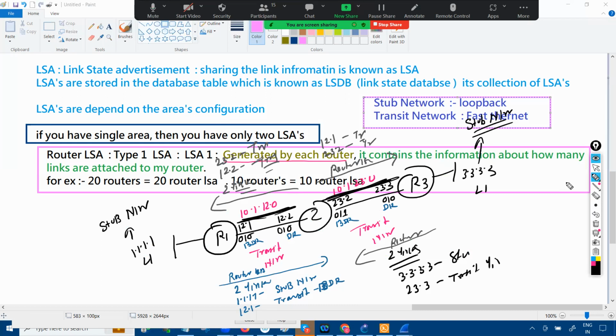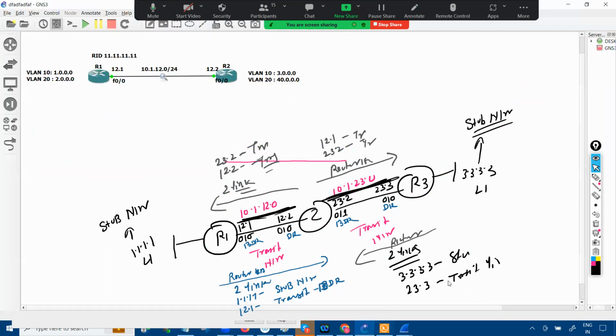Stub network is a different thing. Stub area is a different thing. And OSPF stub is a different thing. In the OSPF routing protocol, you may encounter this stub terminology three to four times. EIGRP stub is a different thing. So the router LSA is just going to contain the link information, how many links are attached to me.